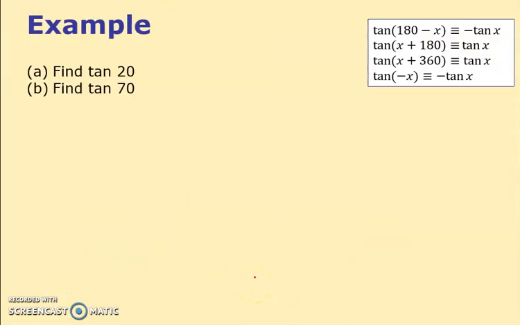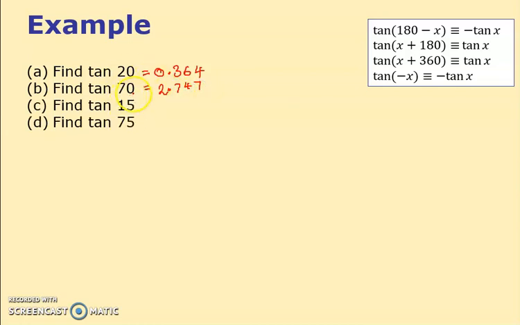It says here, find tan 20. Well, I assume it just wants me to type it into my calculator this time. So I'm going to do it on my calculator. Tan of 20 equals 0.364 to 3 decimal places. I'll type in tan of 70, because it wants me to do that as well. 2.747. Well, one thing you'll notice is not the same. Remember sine and cos having some strange things going on.